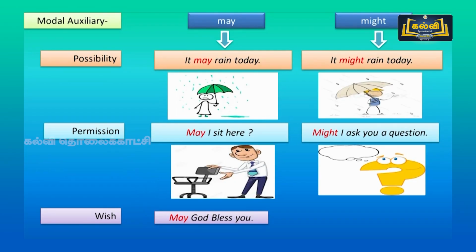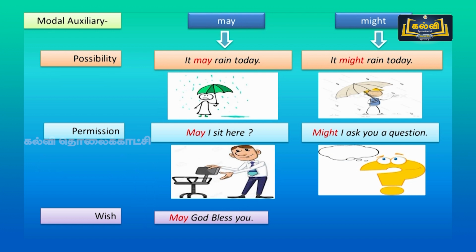Moving to the next one. May and might. May is to show the possibility and for permission and also for making a wish. Look at the picture. A girl with an umbrella. So the possibility here is it may rain today. And for using might, it might rain today. There is a slight difference in using may as well as might. When you use might, the meaning has to be less possible than may.